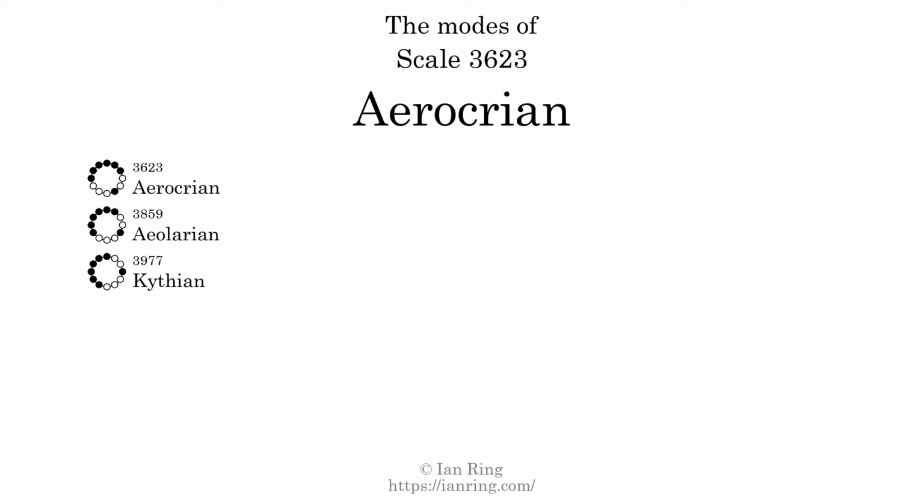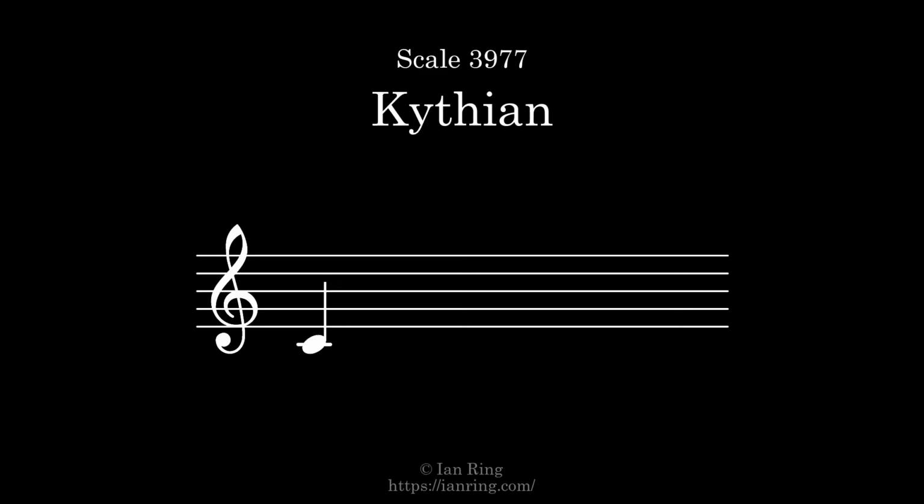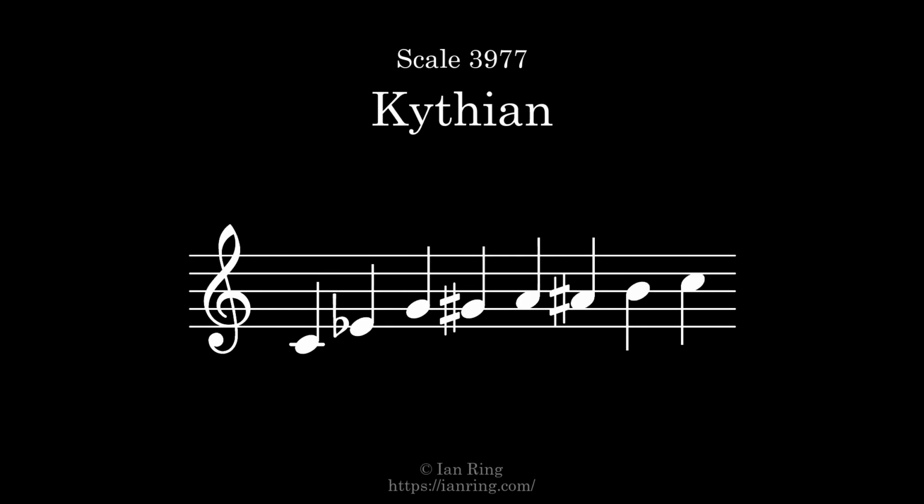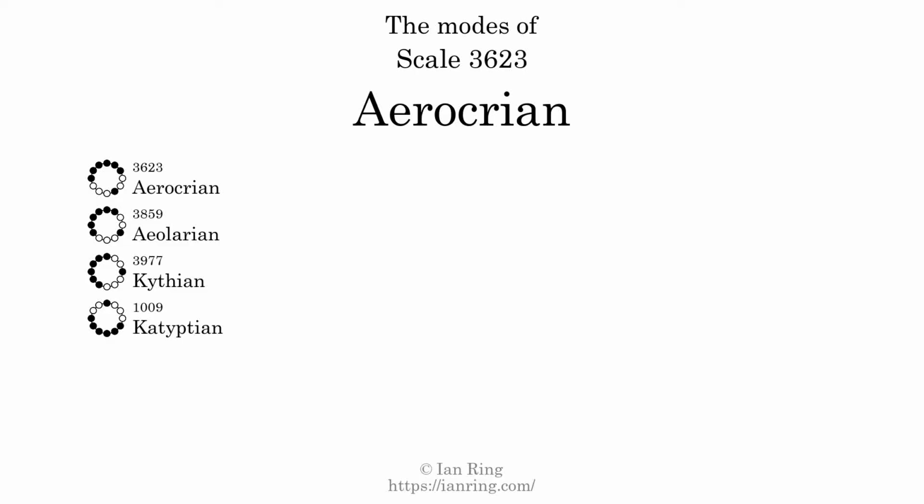The third mode is scale 3977, also known as Kythian. It sounds like this. The fourth mode is scale 1009, also known as Cotyptian. It sounds like this.